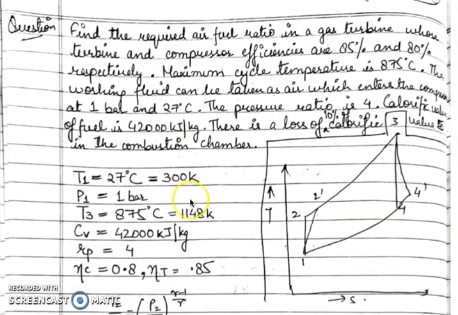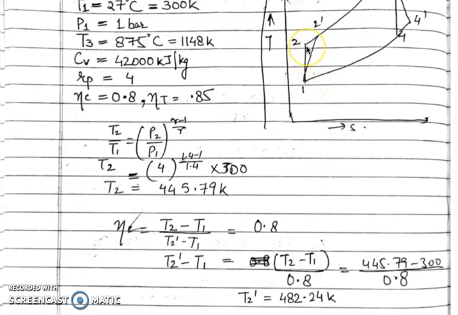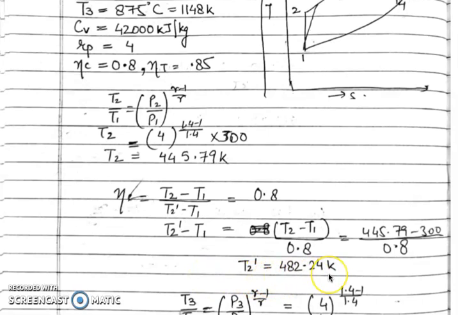Now the compressor efficiency is given in the question, and the compressor efficiency we have defined in another video in terms of the ideal and actual conditions as T2 minus T1 upon T2 dash minus T1, and we have put it equal to 0.8 as it is already given. So we know T1, we know T2, we have already calculated T2 here, we know the compressor efficiency. The only thing left is T2 dash, so we will get T2 dash from here.